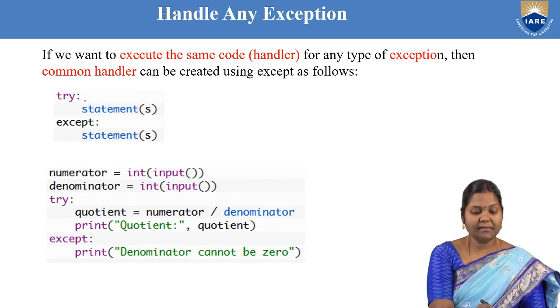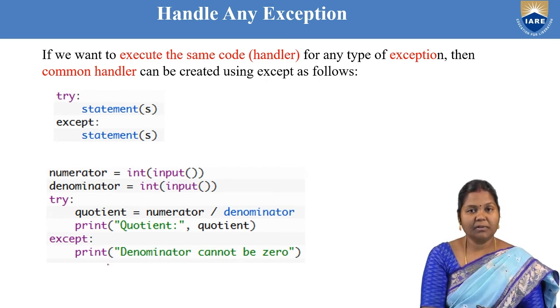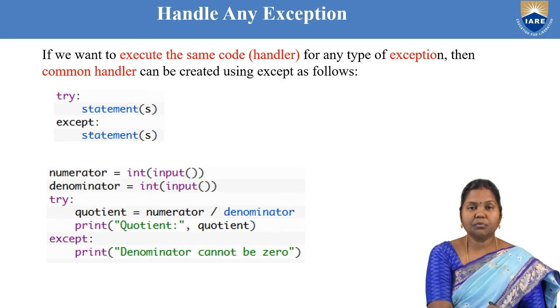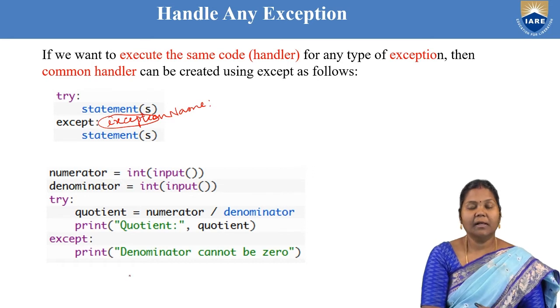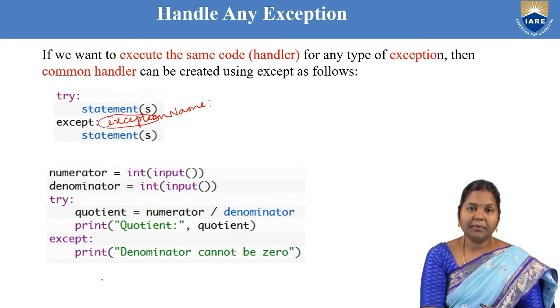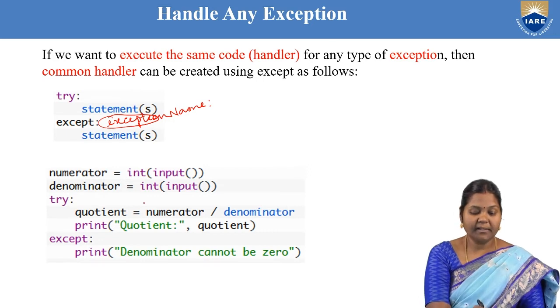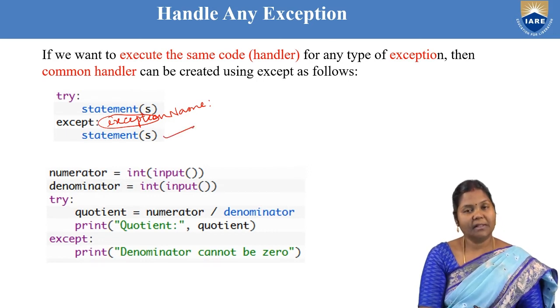So, see the syntax, try, then the number of statements. If those program logic will raise an exception, then it goes to the except block. Can you see over here that there is no exception name? There is no exception name written over here. That means it is called a common exception handler. So, whatever may be the type of exception it generates, it will execute the handler block, that is the statements which is written in your except block.